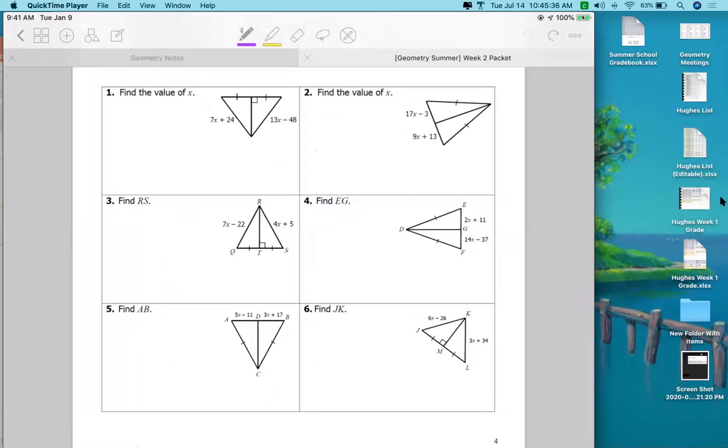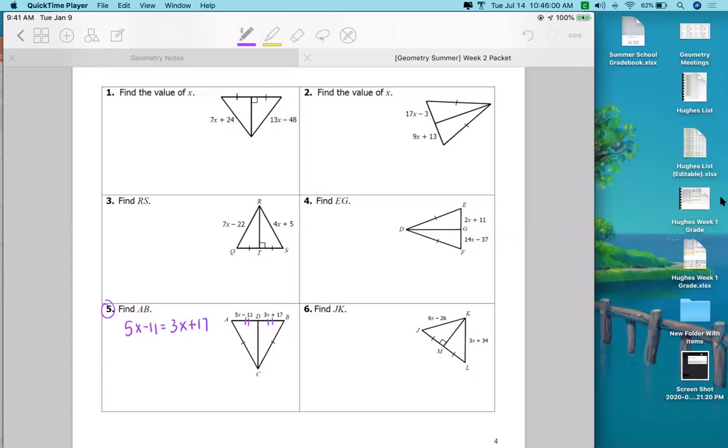I don't know, maybe we'll do 5. We have 2 lengths. Remember, these 2 should be congruent. So you just need to set them equal to each other and then solve for it. Oh, you asked me how can I do 5? Yeah.